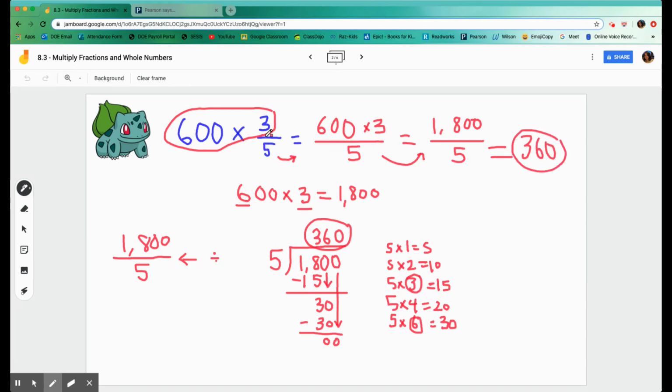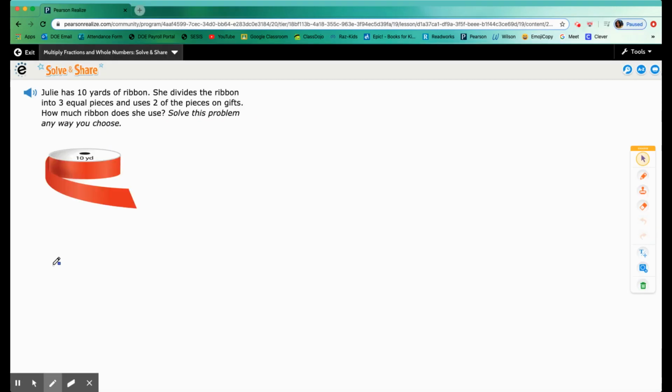So 600 times 3/5 is 360. Now let's try a word problem together. Julie has 10 yards of ribbon. She divides the ribbon into 3 equal pieces and uses 2 of the pieces on gifts. How much ribbon does she use?